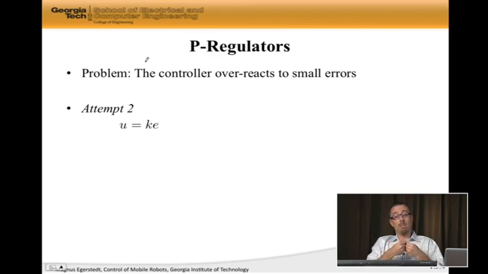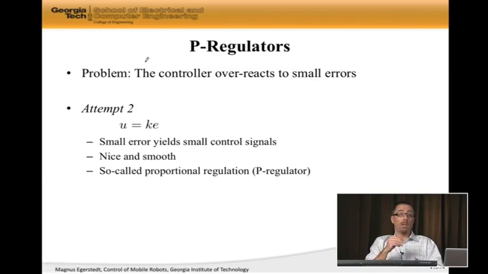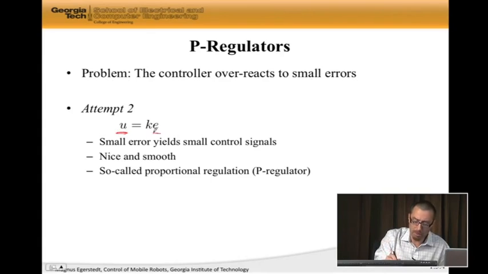So this is a much cleaner design. It's what's called a smooth feedback law. It's actually linear feedback in the error. And this seems to be much more reasonable because small error yields small control signals, which is what we wanted. Nice and smooth. We're not going to wildly fluctuate in our controller. And in fact, this is called a P regulator, where P stands for proportional because the control signal, the input, u, is directly proportional to the error through this k control gain.